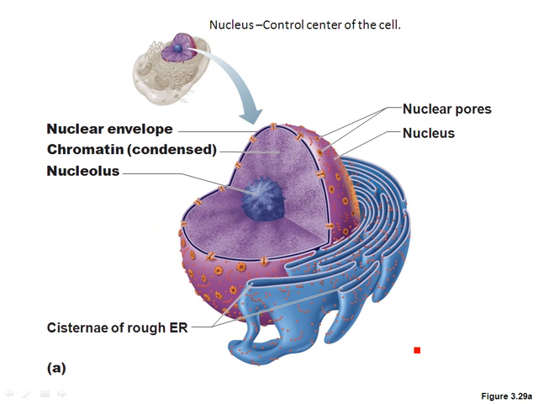So this is just a picture of the nucleus. So here you've got your nucleus, and you've got a thing called a nucleolus and chromatin. Again, you'll get a little more detail in that as we go along. Right now, nucleus is your control center.